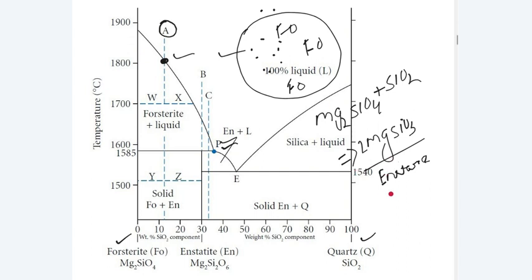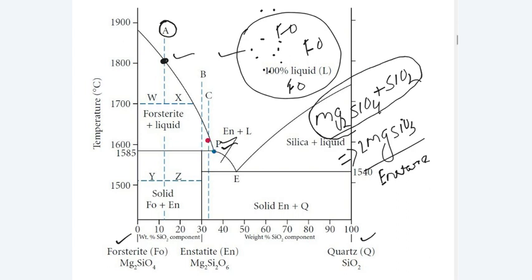So it will produce enstatite. So a reaction will begin at the peritectic point. When a reaction begins, one of the reactants should be consumed. So the reaction will proceed up to the point when one of them is consumed, either SiO2 or Mg2SiO4, either olivine or SiO2.